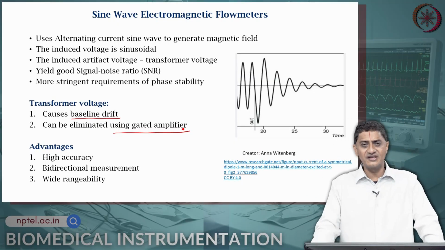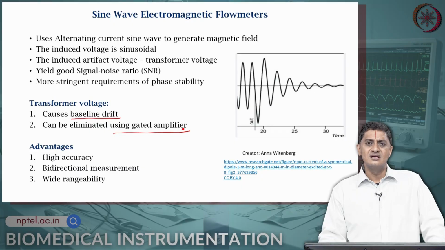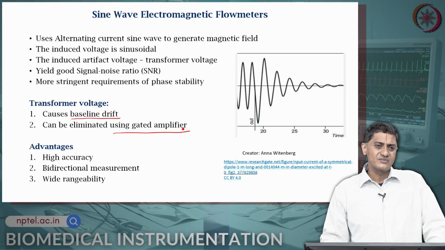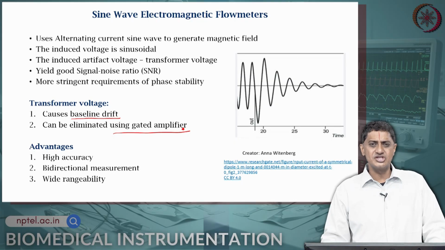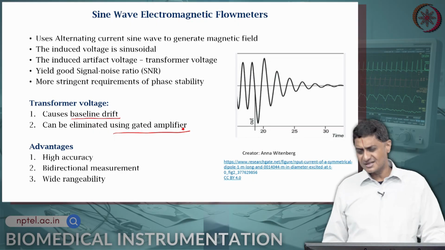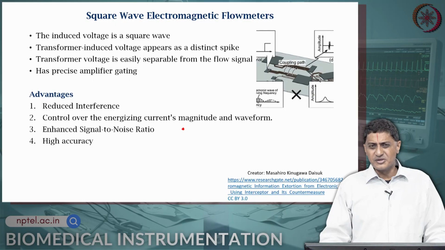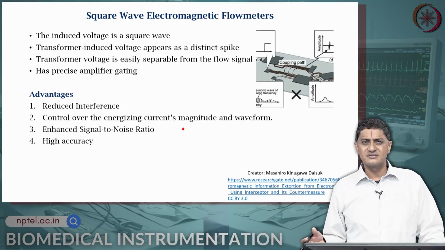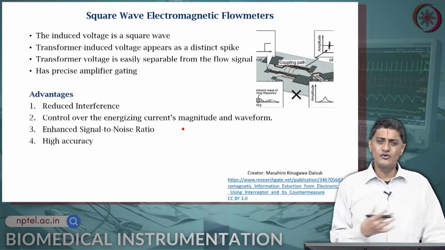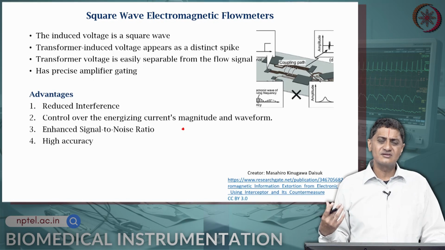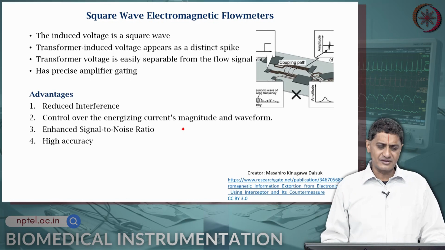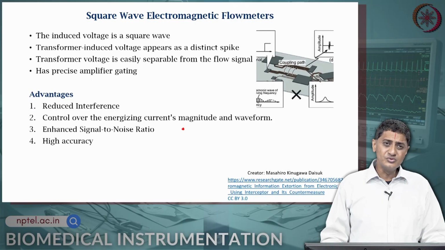The advantages of the sine wave system are that it is highly accurate, it can measure in both directions, and the range of flows that it can measure is relatively wide. In contrast, the principle remains the same. So, there is a magnet and there is flow that happens across the two poles of the magnet, but what do you use to energize the magnet? That is the question.